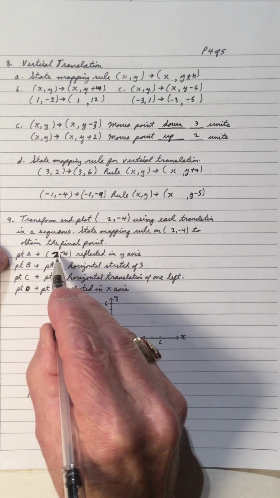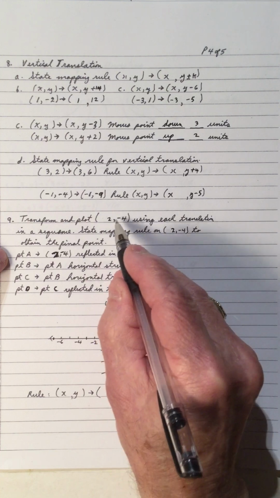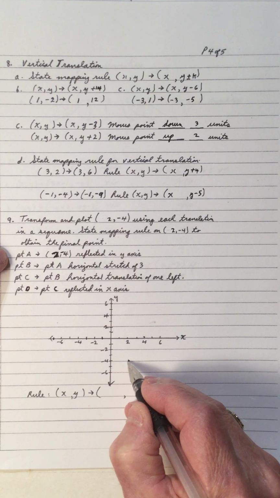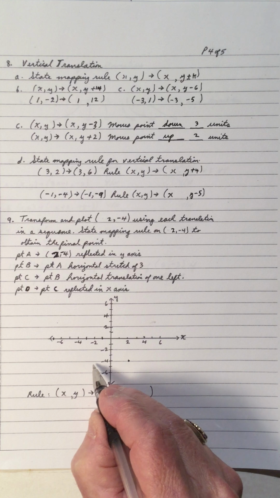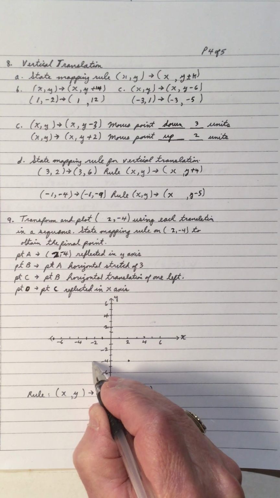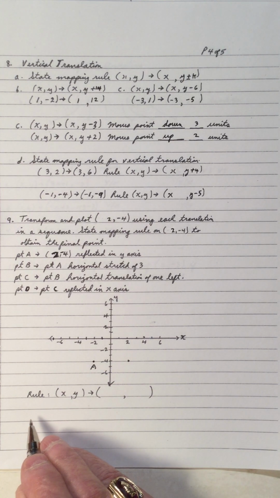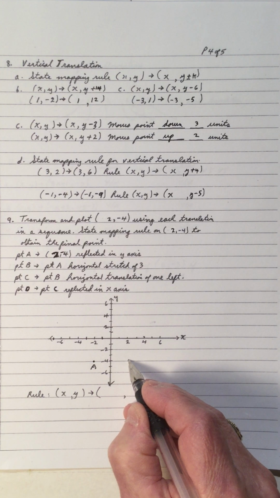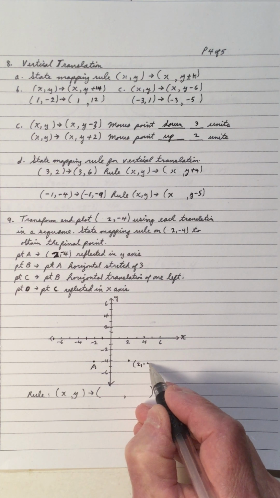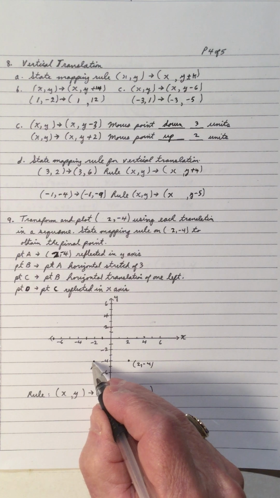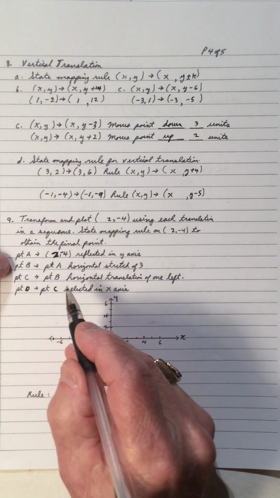So point A is (2, -4) reflected in the y-axis. So we're going to take this point and reflect it in the y-axis. Reflected in the y is right across here. So that's A. There's the point (-2, -4). So reflecting it in the y, there's the mirror image.